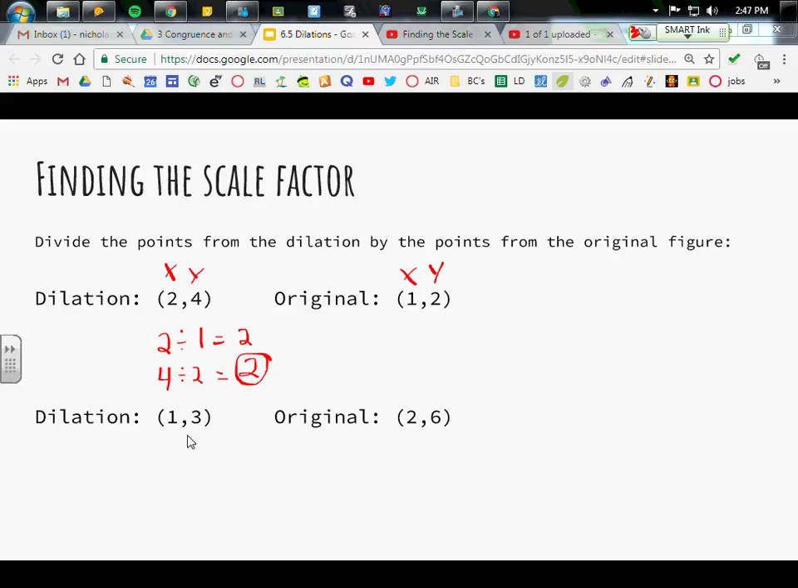Here we have another pair. We've got our dilation, which is 1 and 3, and our original, which is 2 and 6. So we would divide 1 by 2. It's x divided by x, remember that. 1 divided by 2 gives us 1/2, and 3 divided by 6 again gives us 1/2. So that's our scale factor for this figure. You're dividing dilation divided by original. Make sure it's x divided by x, y divided by y.